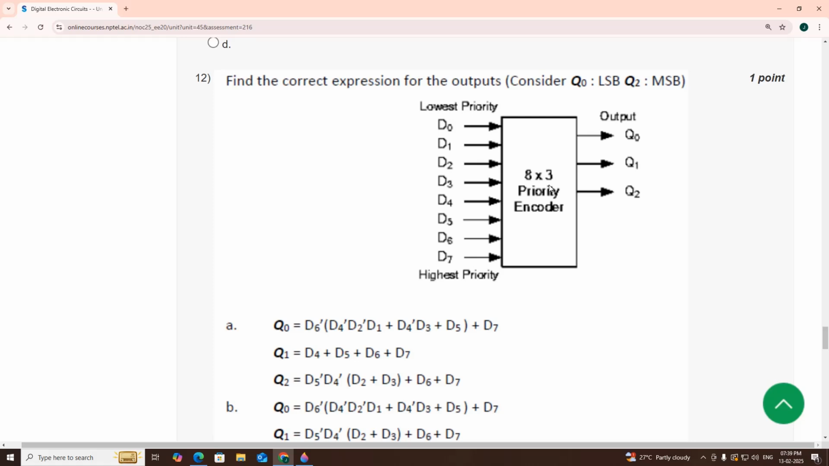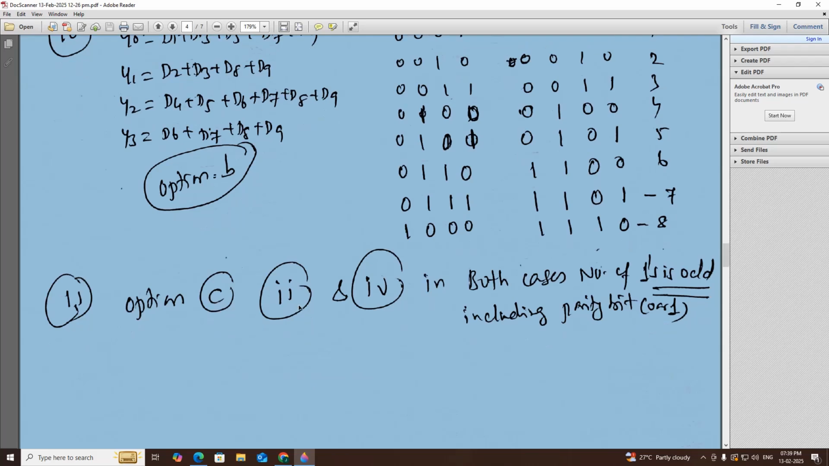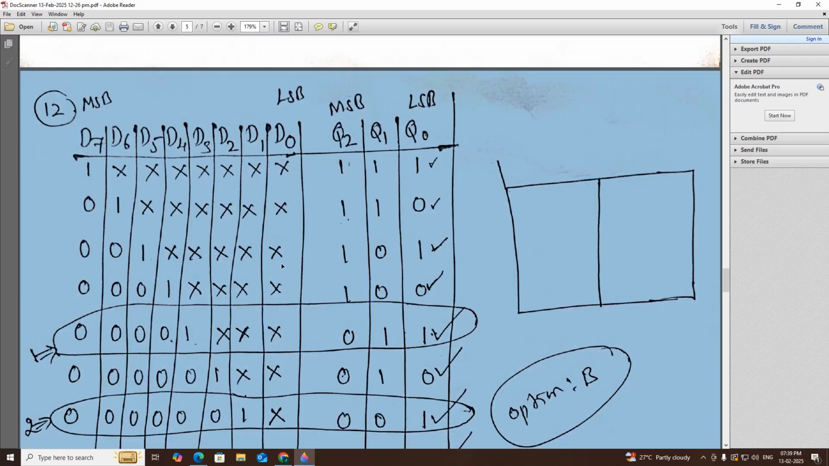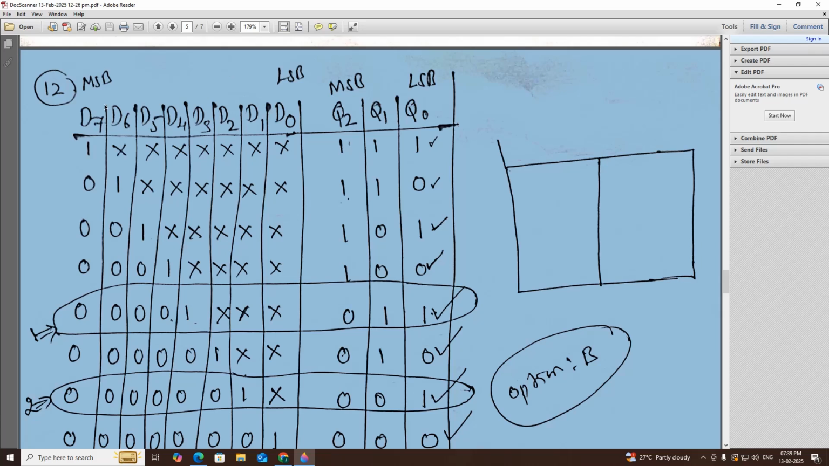12th question. This is an 8x3 priority encoder. We will see the solution for this one. So 8 inputs are there: D7, D6, D5, D4, D3, D2, D1, D0. D0 is LSB and D7 is MSB, and D7 is the highest priority and D0 is the lowest priority. We will start from D7. If D7 is 1, whatever the other inputs may be, 0 or 1, your output will always be 1, 1, 1, which is equal to decimal 7.